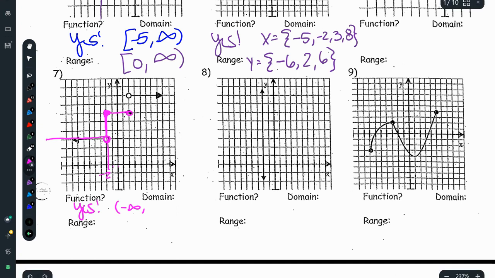And then I keep sliding and I hit this one, so that's filled in. I jump up, I have the open one, and I keep on going. So from left to right, everything everywhere is represented because these open and closed circles are stacked on top of each other, so there's no gaps.